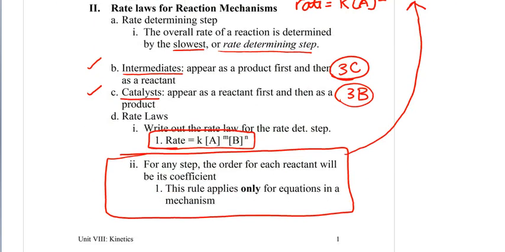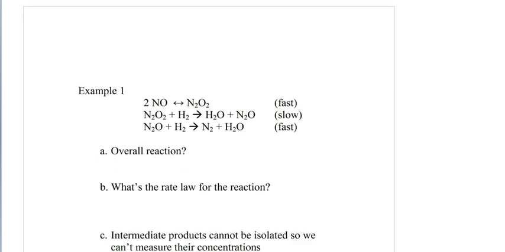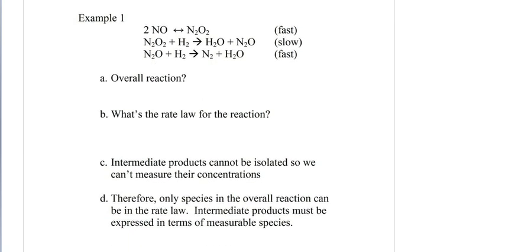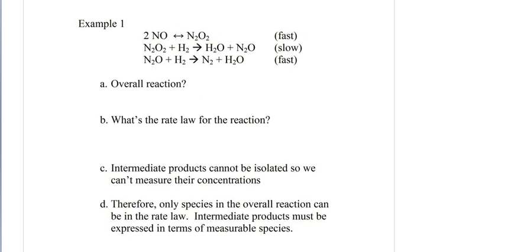Okay, now moving on to the example. With example 1, I'm now showing you a mechanism that has 3 steps to it, 2 fast and 1 slow. Go through and identify any intermediates, and also if there are any catalysts. In this case, my intermediates are N2O2 and N2O. And I don't have any catalyst for this reaction.